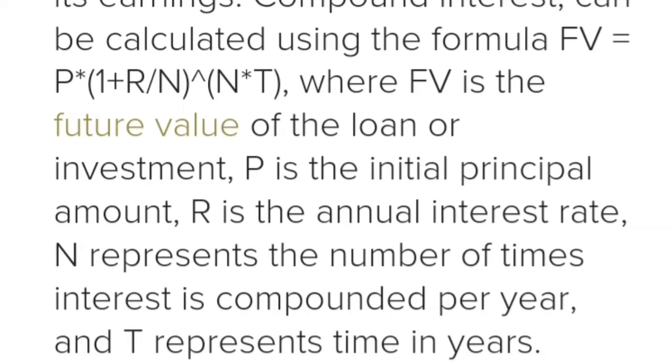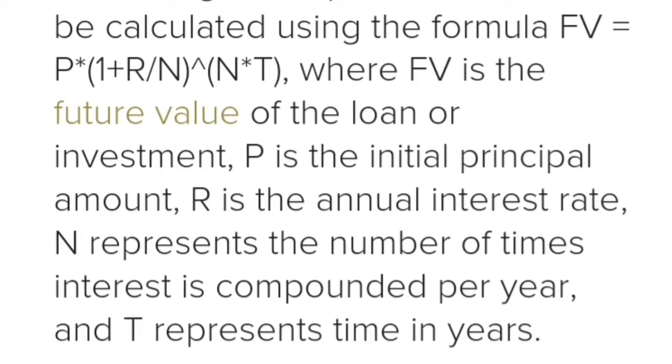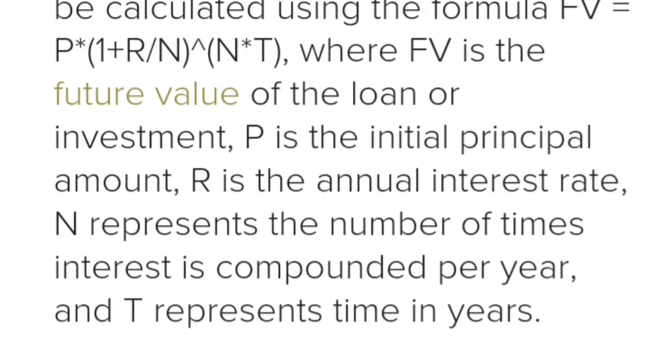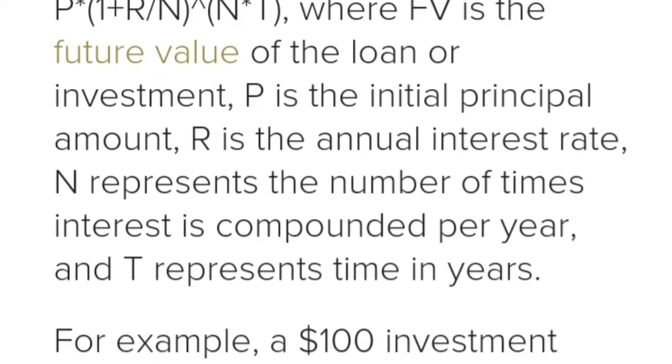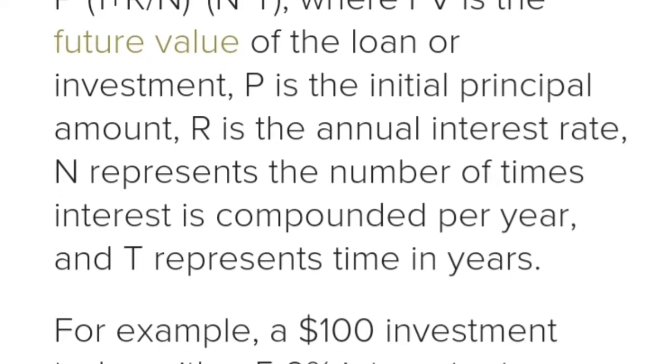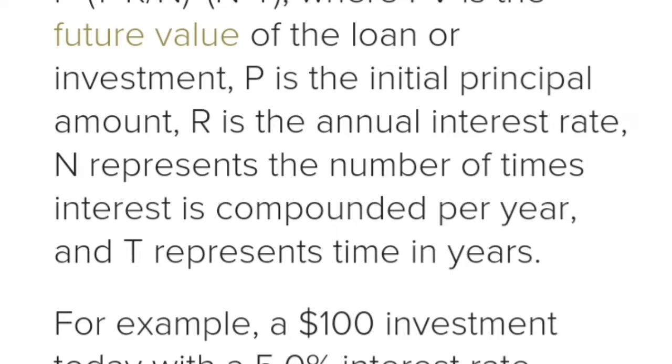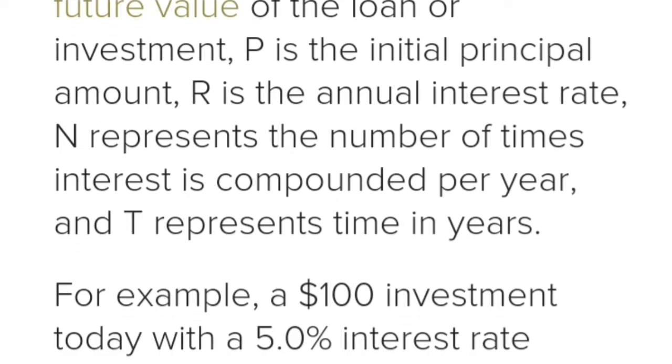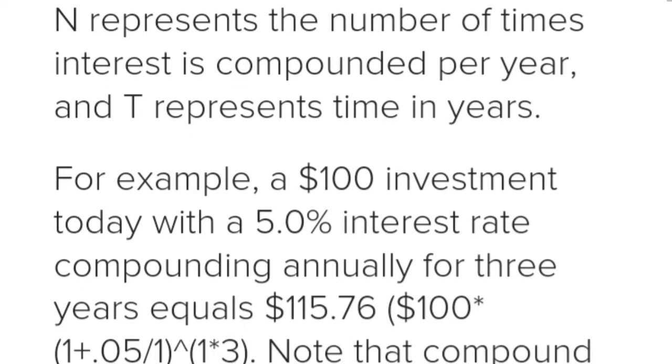R is the annual interest rate, n represents the number of times interest is compounded per year, and t represents time in years.